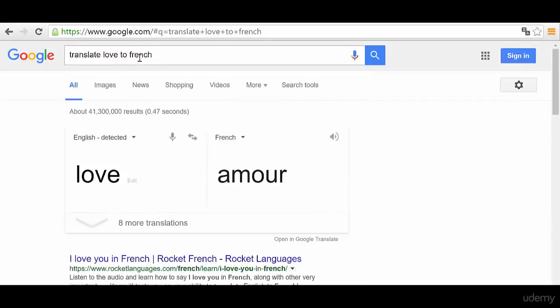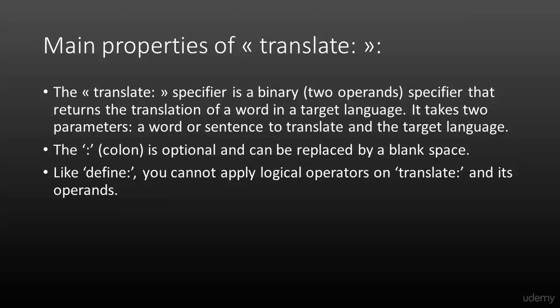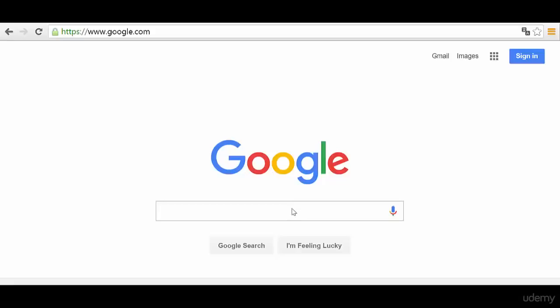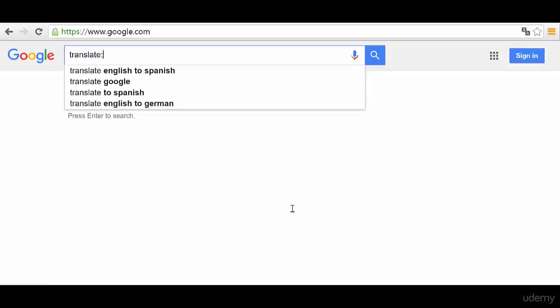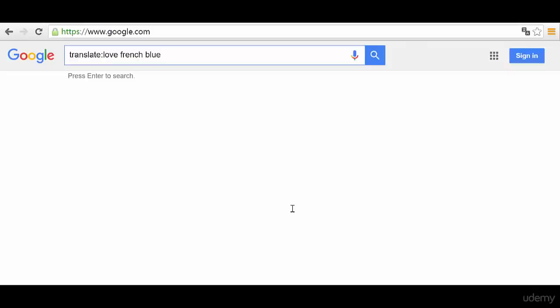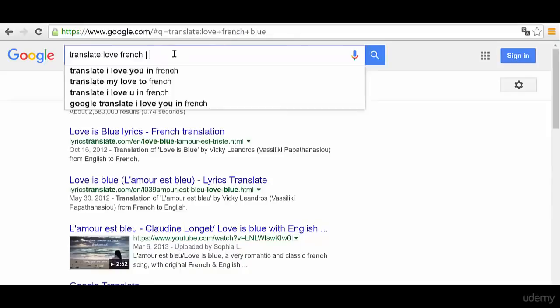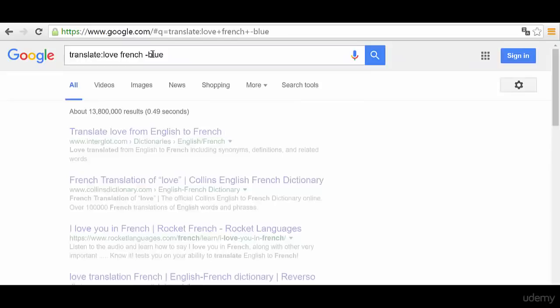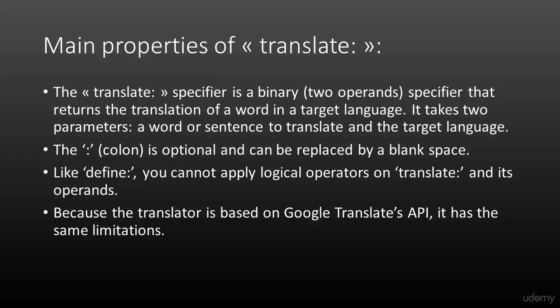Like for the define specifier, you cannot apply logical operators to translate. It's going to break its functionalities. Remember that the translator is based on Google Translate's API, so it has the same limitations.